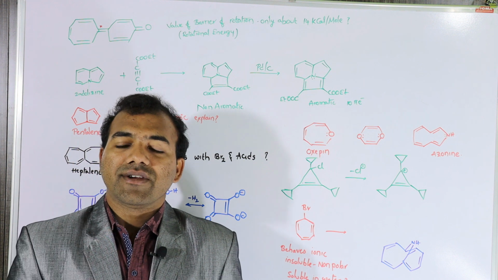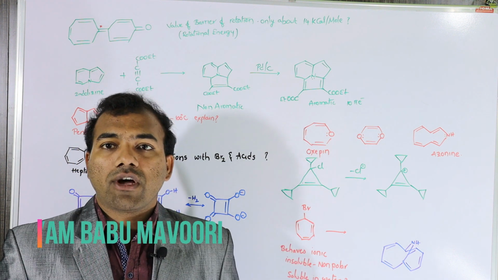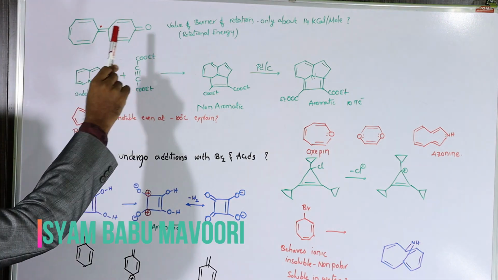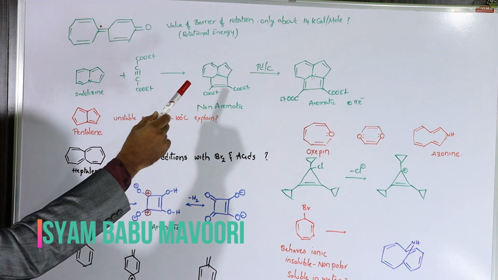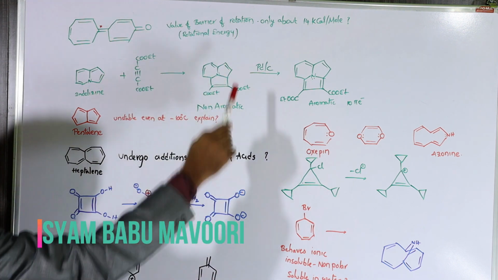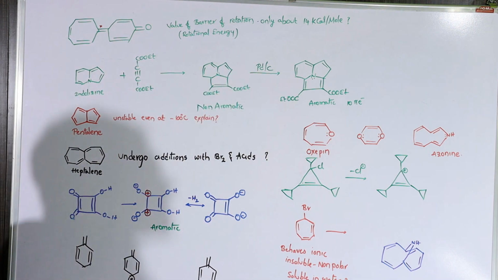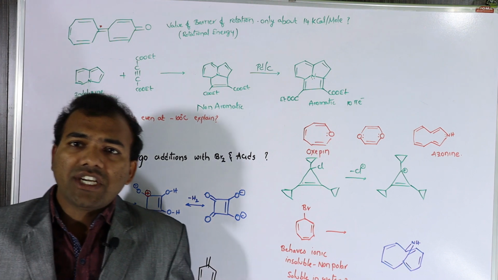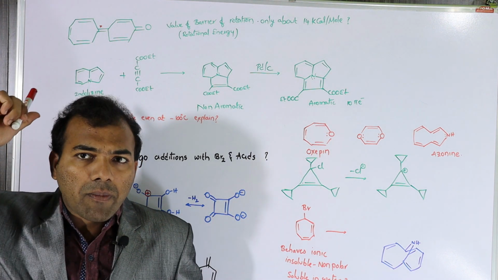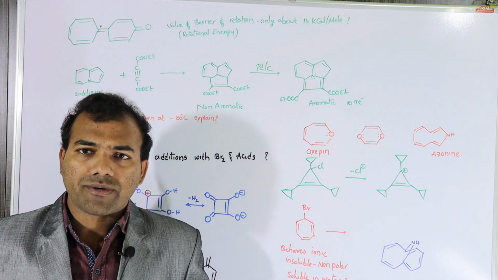In this session, we are going to discuss some important examples under the section of aromaticity. So let's get started. In this compound, according to experimental studies, the barrier of rotation is only about 14 kilocalories per mole. That means the energy required for the rotation of that labeled double bond is just 14 kilocalories per mole.